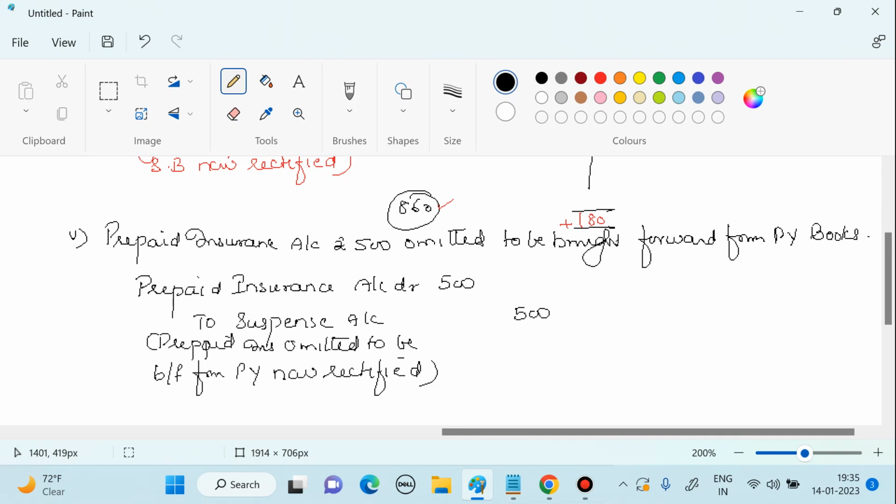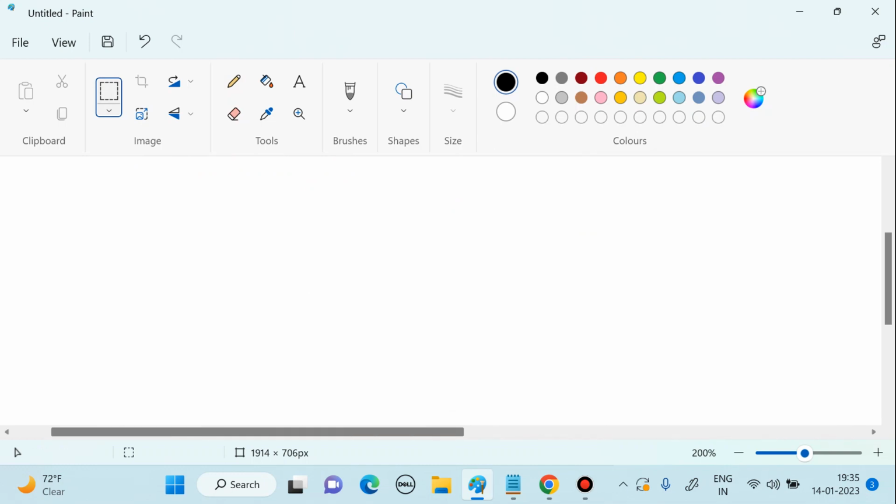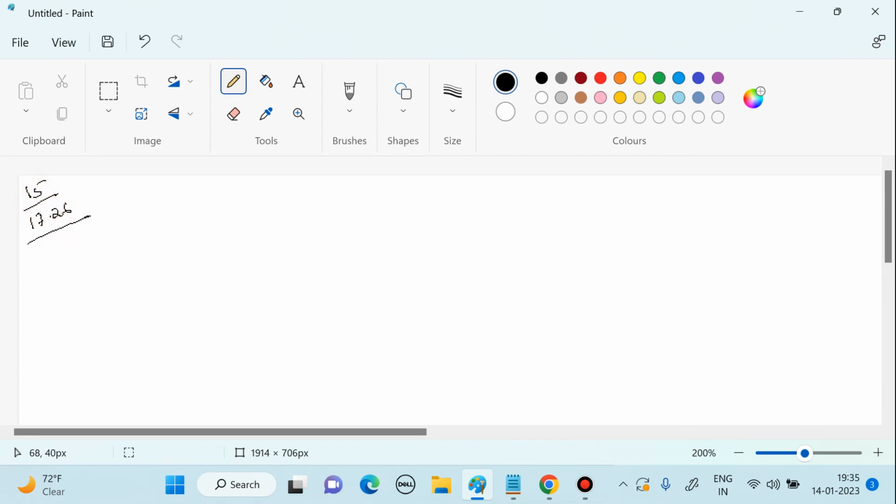It's illustration 15 on page number 17.26. Go to page number 17.26, illustration number 15. I've sent it in the group. Look at that question. Rectify the following errors identified in the books of Dutt. The trial balance did not match.